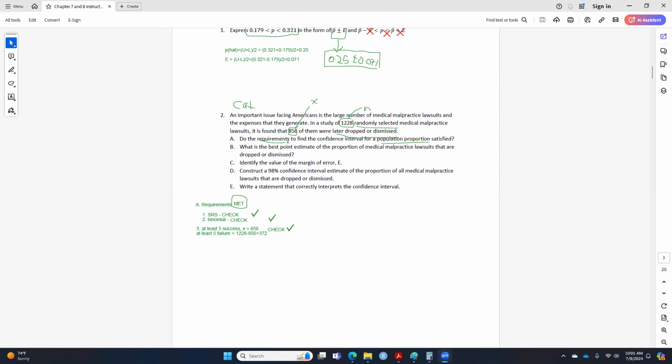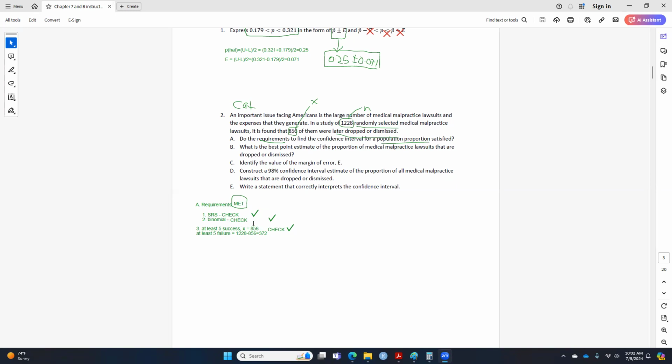So requirements. Question 2A is asking us to do a requirements check for finding the confidence interval for population proportions. Again, these are the requirements checks you have to perform. Simple random sample is where you hear the words randomly selected in the question. If you don't see the words randomly selected here, you don't get a check here.